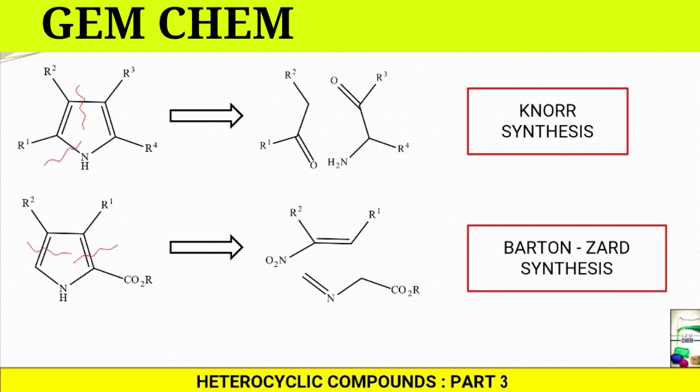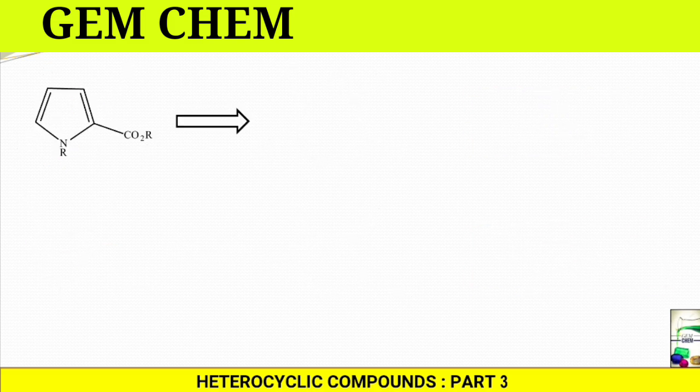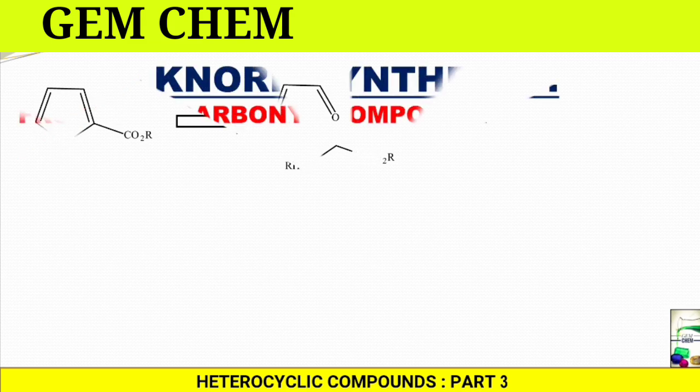And the last one, in which we have only CO2R, in that case we can disconnect the bond between this part and this part. So our substrate can be a double bond and a ketone as well as NHR CO2R. Now from here we are going to concentrate on one particular synthesis, that is Paal-Knorr synthesis.